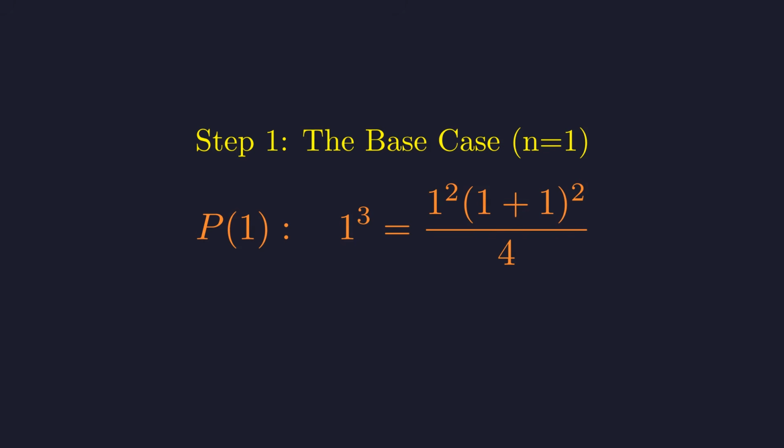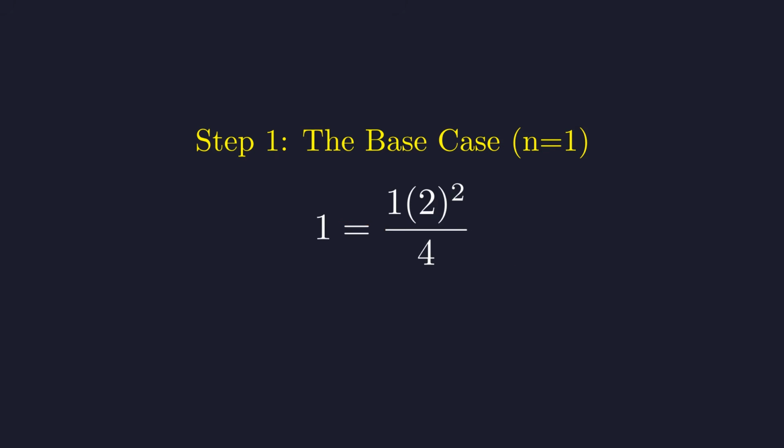Let's evaluate both sides to confirm they're equal. 1 cubed is 1. On the right, 1 plus 1 is 2. Now, let's simplify the right-hand side. 2 squared is 4, and 4 divided by 4 is 1. The statement holds true. Our base case is secure.